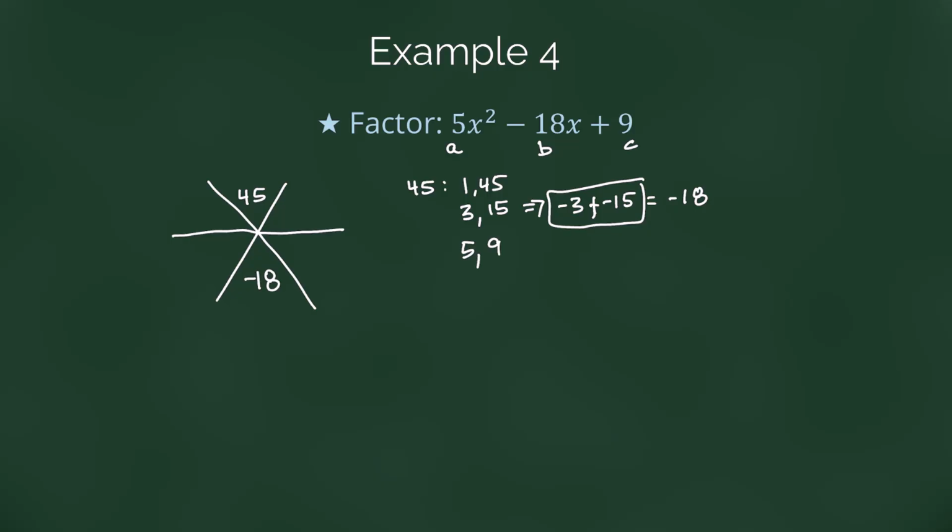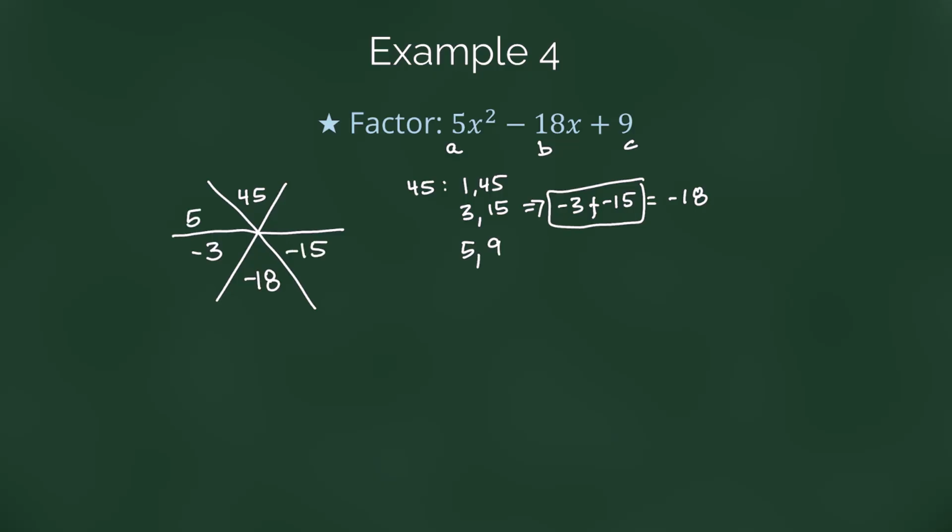Now notice that we needed a positive 45. The only way to get a positive number when we multiply those two together is for them either to both be positive or both be negative. We also needed a negative 18, which means at least one of them better be negative. So we're going to have to choose the numbers negative 3 and negative 15.